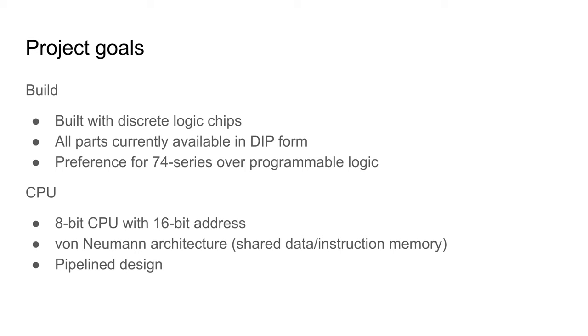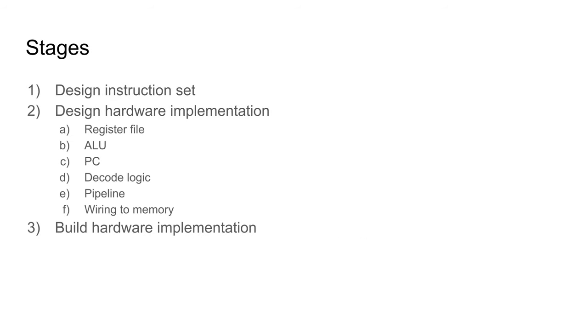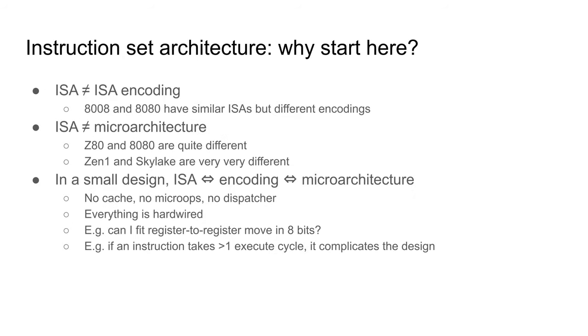I want a pipeline design. That means I'll go for the typical three cycles of fetch, decode, execute for most instructions, with extended pipelines for certain instructions. First of all, I'll have to design the instruction set. Then I'll design a hardware implementation, starting with the core units of registers, ALU, program counter, decode logic, pipeline design, and then wiring things together. I'll try to build pieces of this as I go, presuming I have reasonable confidence that the later stages will be successful. Why start at the instruction set architecture?